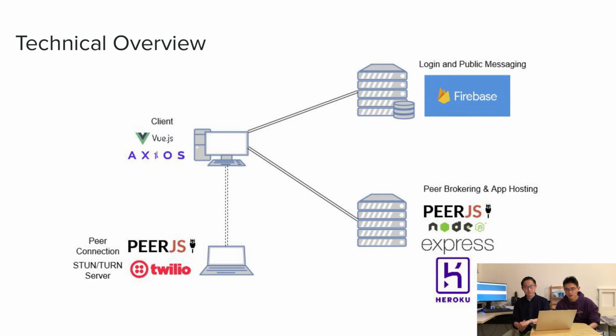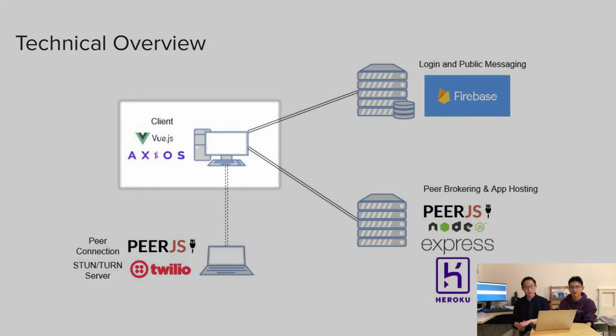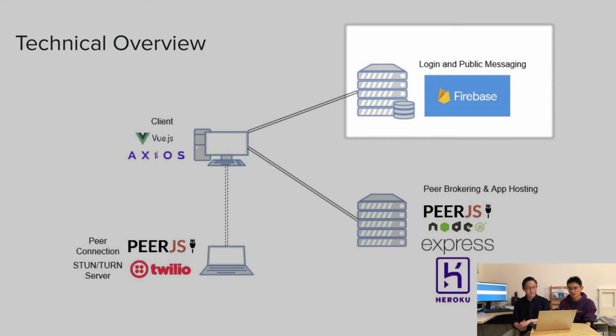So let me then introduce the technical overview of our project. As you can see from the figure, in the very middle, you can see the client. It can either be a PC, a Mac, or a cell phone. The front end is written in Vue.js, which is a reactive framework, really suitable for this project. And we use the Axios package, which is an HTTP client, which can send or receive HTTP requests. The public messages are hosted in Firebase, which is a service of Google, and we can access it for free.